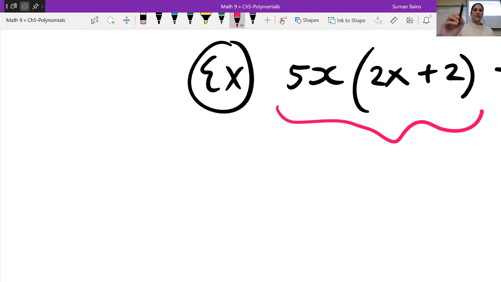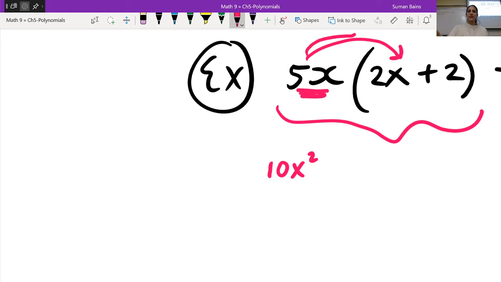If we're just dealing with this part, what do I need to do with this 5x? I want to get rid of the brackets. So what do I need to do to the 5x? What's that word? Anybody call it out? Distribute. Good. Thank you. So we want to distribute this here. What's 5x times 2x? You can just call it out. 10x squared. Good. We go back to that 5x and now we distribute it to the second one. What does that give us? Plus 10x. Everybody good with that so far?